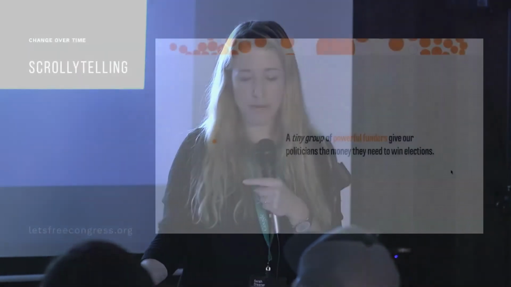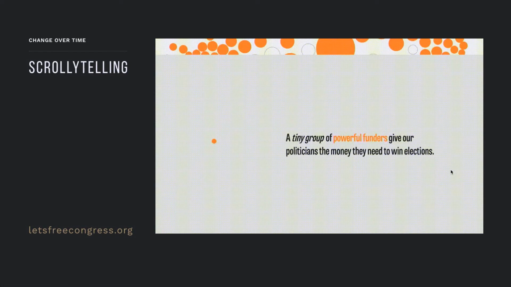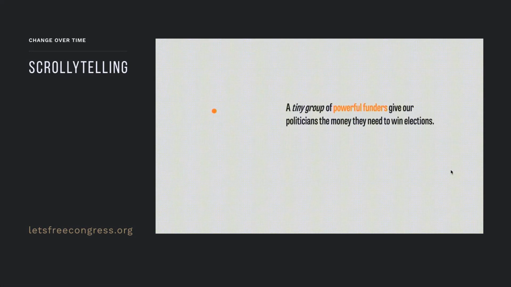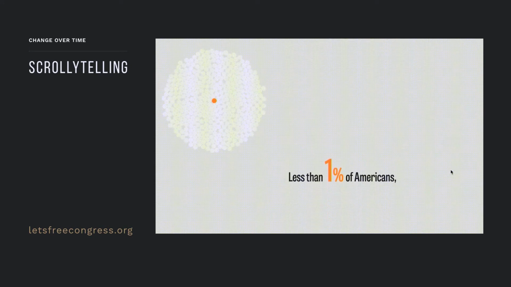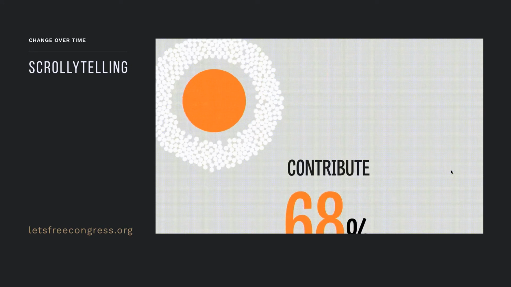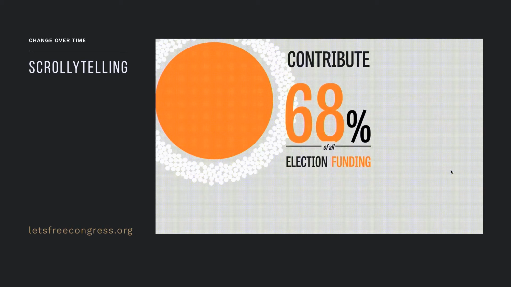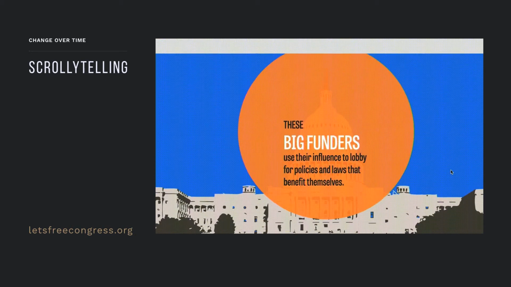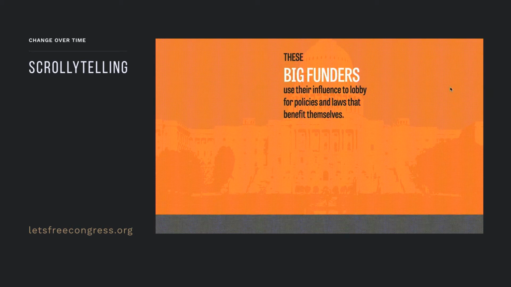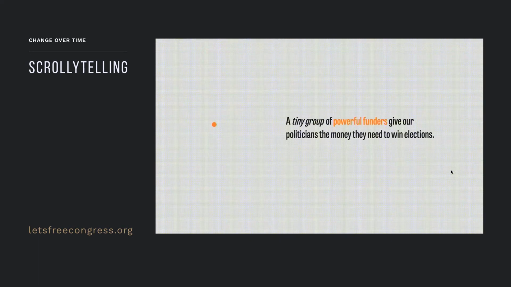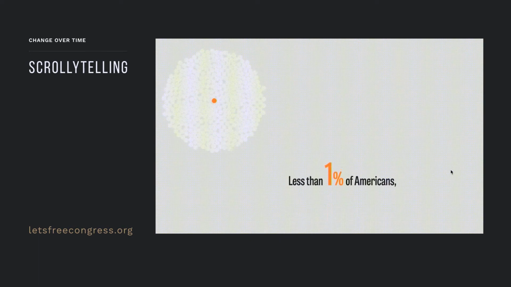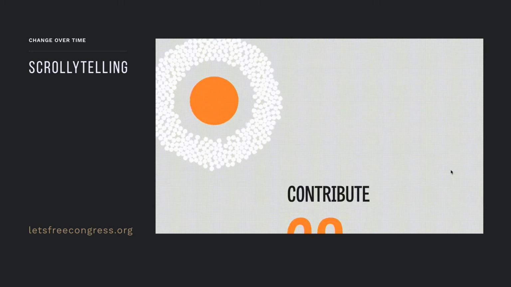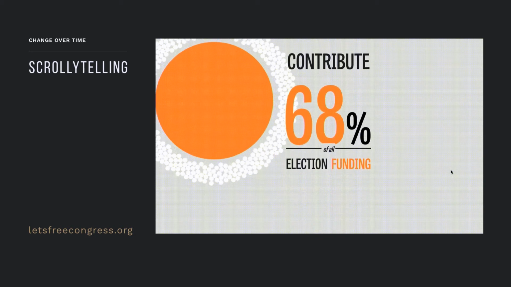So in this example from Let's Free Congress, we're using a technique that a lot of you might already be aware of called scrollytelling. Scrollytelling allows us to reveal data over time as a user interacts with our page by revealing elements and recombining them to tell a story. So it's a very effective means to get a point across because the user is in charge of that journey and they feel as though they're a part of it.